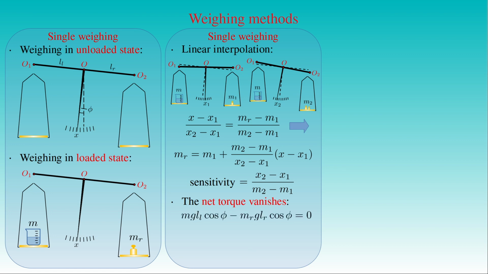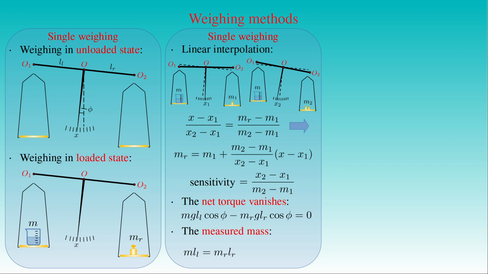The mass m of the sample times the magnitude of the gravitational acceleration g times the length of the left lever arm L sub L times the cosine of the deflection angle phi, minus the mass m sub r of the weight on the right pan times the magnitude of the gravitational acceleration g times the length of the right lever arm L sub r times cosine phi is equal to 0. This equation gives the relation stating that the product of the mass m and the length L sub L is equal to the product of the mass m sub r and the length L sub r.